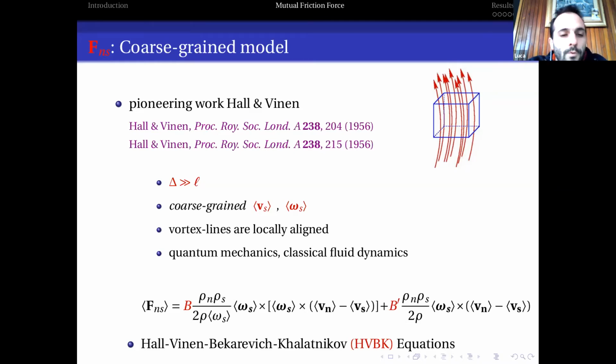This coarse-grained approach was then generalized by Bekarevich and Khalatnikov, leading to the formulation of the whole Bekarevich-Khalatnikov equations, also named HVBK, which have allowed, in the decades since 1956, to achieve some very important results, both analytically and numerically.